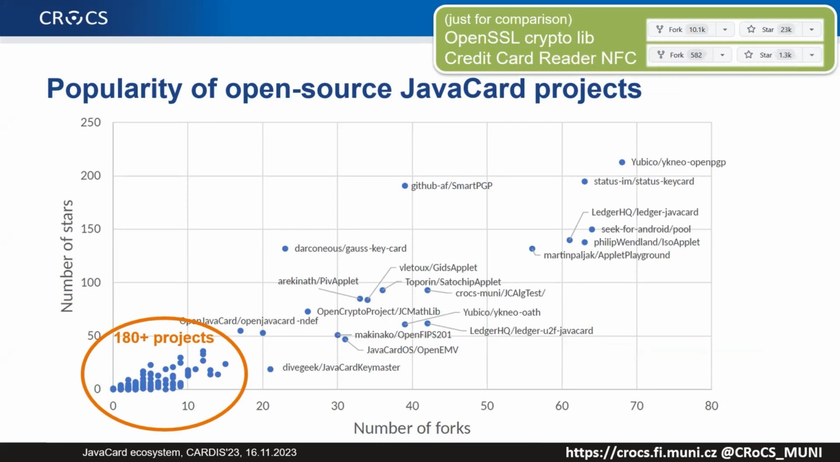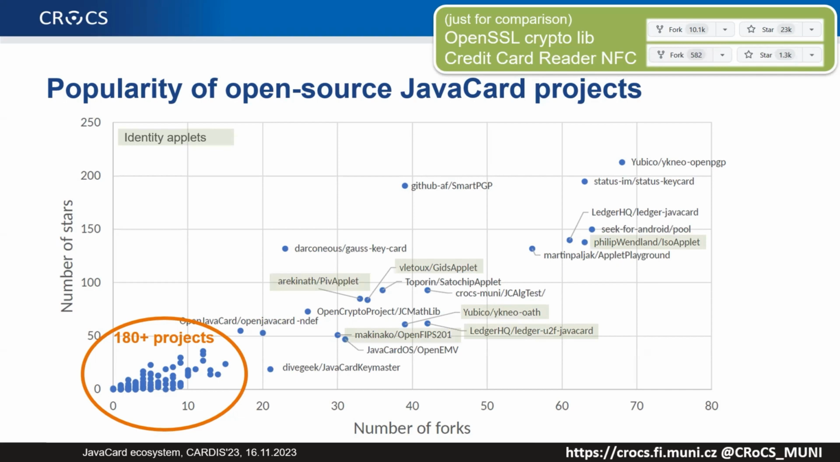Just for comparison, like OpenSSL, again, you can't see it, but they have more than 10,000 forks and 23,000 likes. Or an NFC card reader, some Android application, has like 500 forks. So just to give you a sense of the difference. The JavaCard open source world is not that popular, right? We are talking here about like 70 at maximum.